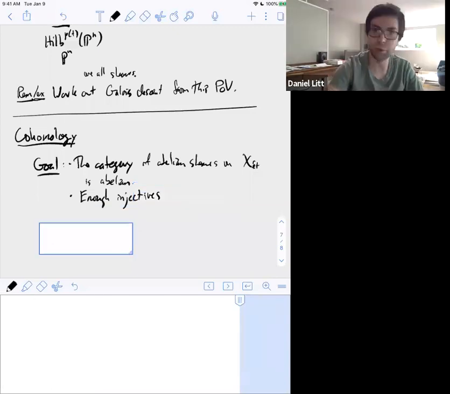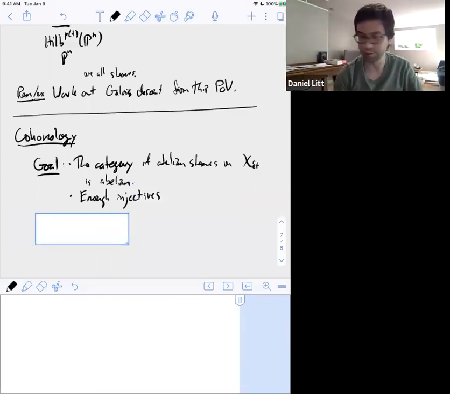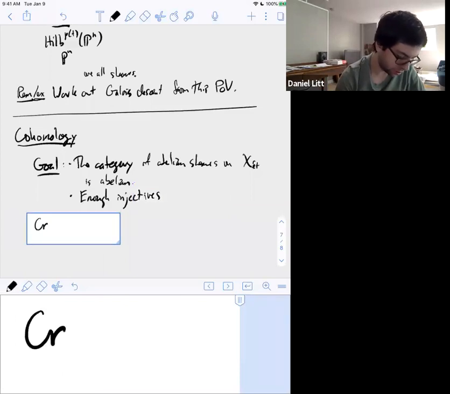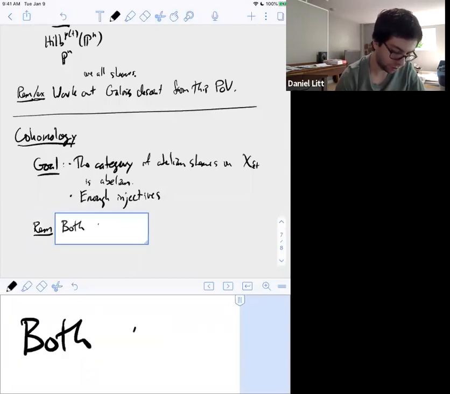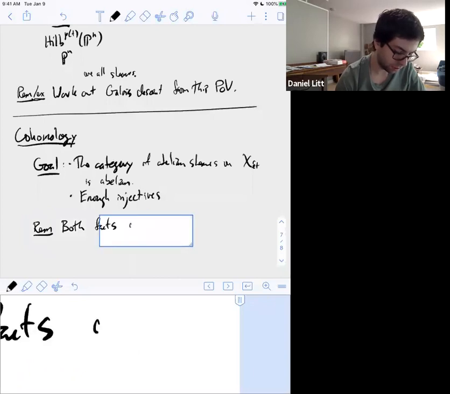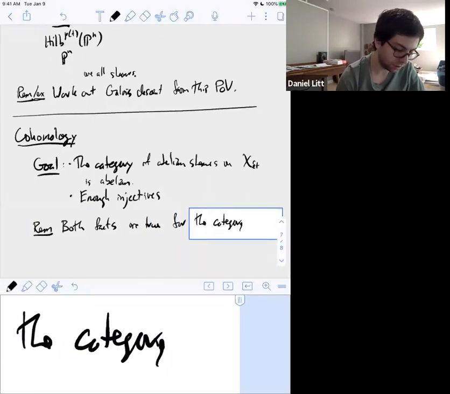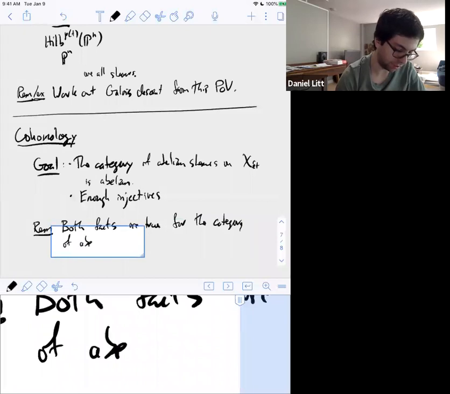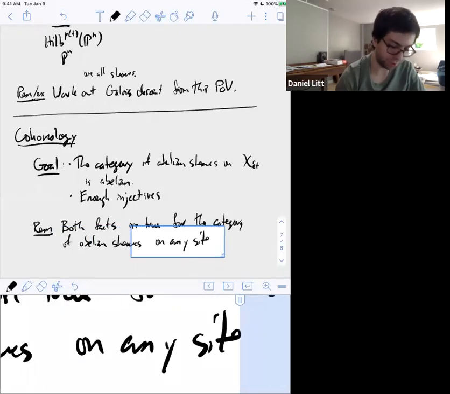Let me tell you, we're not going to have time to do this today. I think we only have 10 minutes left. So let me tell you what the crucial ingredient is. First, a remark: both of these facts are true for the category of abelian sheaves on any site, meaning any category with a Grothendieck topology.